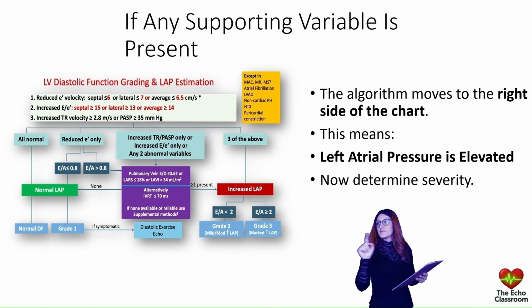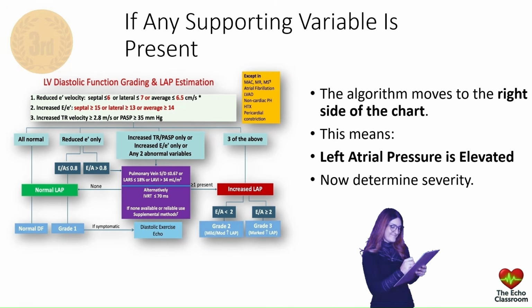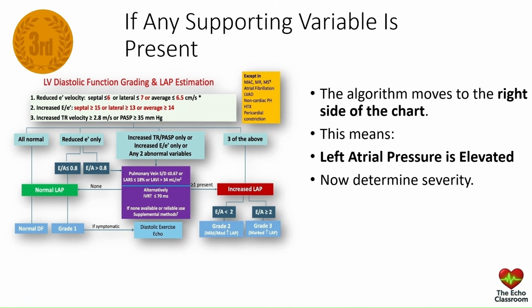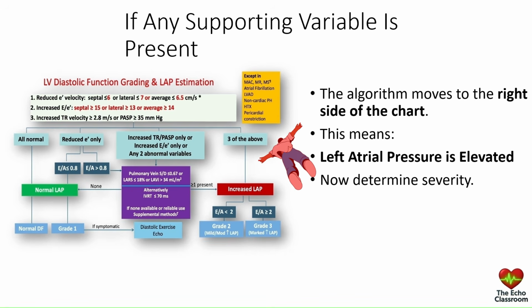If any supporting variable is present, we will then look at step 3 by using the supporting measurements. Remember, these confirm whether left atrial pressure is elevated. You look for any of the following. Pulmonary vein, which are the S and D waves, would be considered abnormal if the S/D ratio is less than or equal to 0.67. This would mean that diastolic pulmonary vein flow dominates, which translates to high LA pressure. Once the LA pressure is elevated, the next step is to grade the severity of diastolic dysfunction.